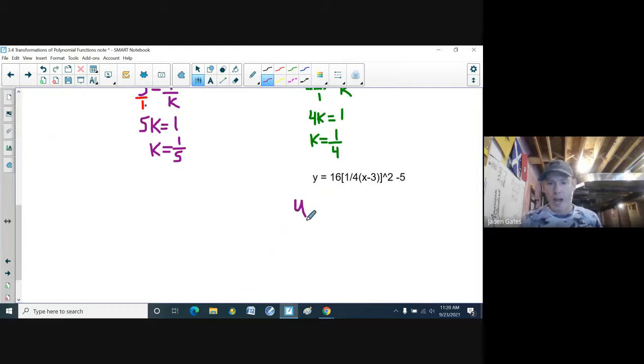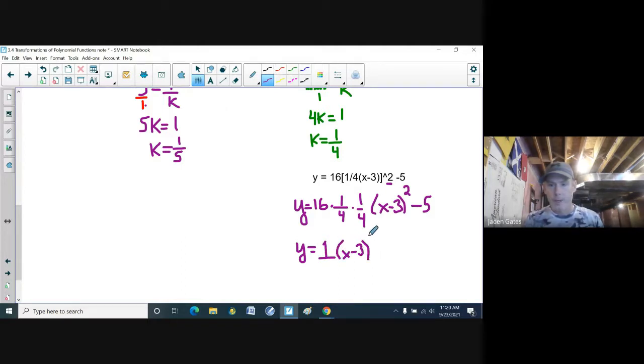All right, so again, I can drag that k out, but because it's a quadratic, there's 2 of them, so I got 16 times 1/4, there's 1 of them, times 1/4, there's another one of them. And then the rest is normal here, where we got the x minus 3 squared minus 5. And let's see, I take 16 times a quarter. Guess what? It's just 1. And then times x minus 3 squared minus 5. And there we go.